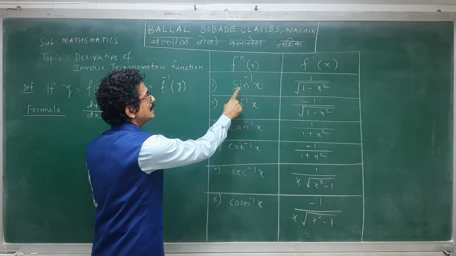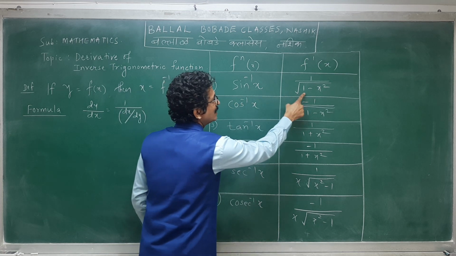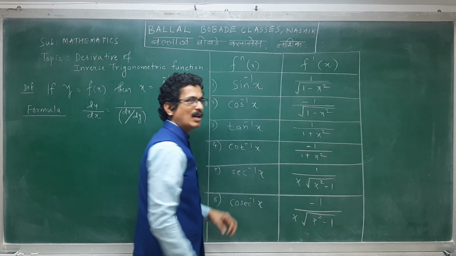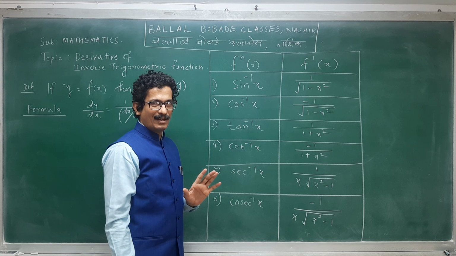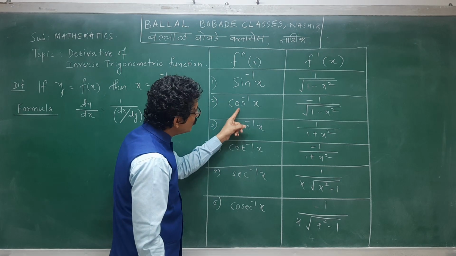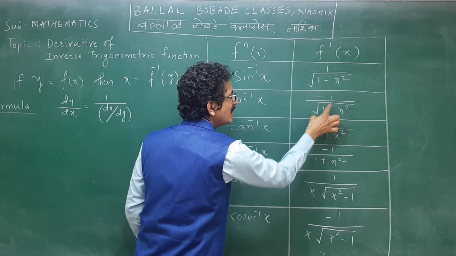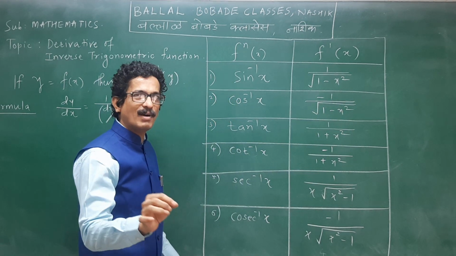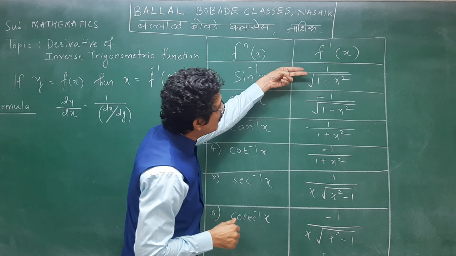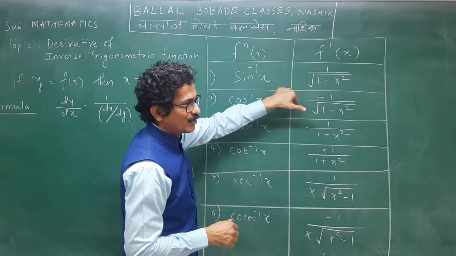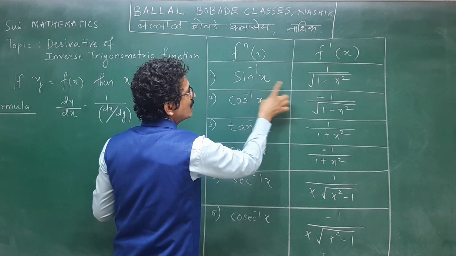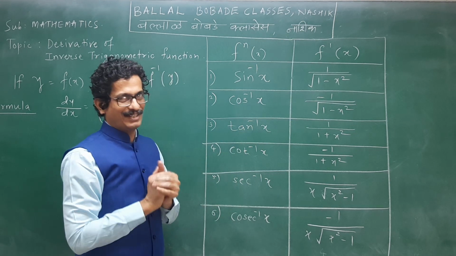Alright, have a look. Derivative of sin inverse x is 1 upon root of 1 minus x square. Now, when it comes to cos inverse, it is just the change in sign. It is minus 1 upon root of 1 minus x square. So, you have to remember only one expression. There is plus sign for sin inverse, there is minus sign for cos inverse.